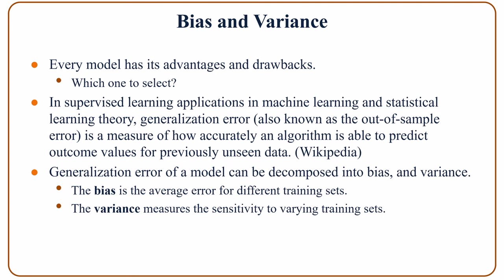In supervised learning applications, the generalization error, also called the out of sample error, is a measure of how accurately an algorithm is able to predict for unseen data. And this is according to Wikipedia. The generalization error can be decomposed into bias and variance. The bias basically is the average error for different training sets, and the variance measures the sensitivity to varying training sets.